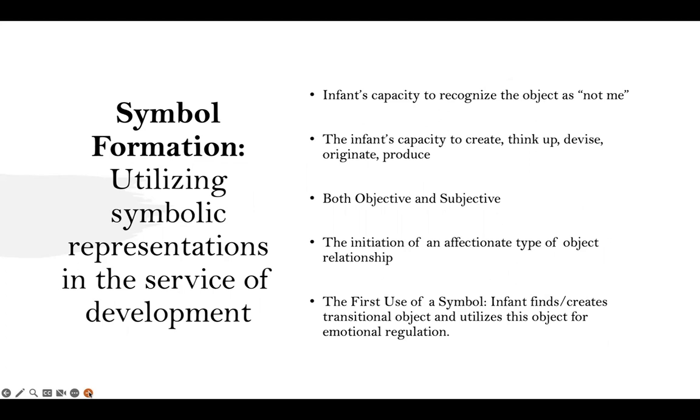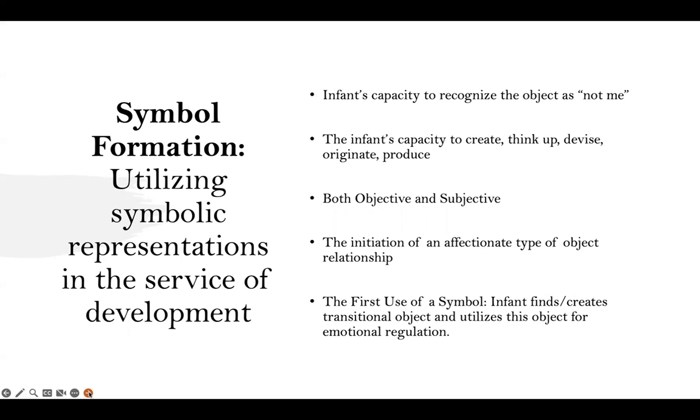The transitional object is the first symbol that the child utilizes. So we're talking about utilizing symbolic representations in the service of development. The child is in a separate room from the parent. And what we find is that the transitional object only shows up in situations where the child is sleeping independently. In co-sleeping arrangements, you will not see the child develop a transitional object because they don't need to manage this psychic state of separation from the mother.